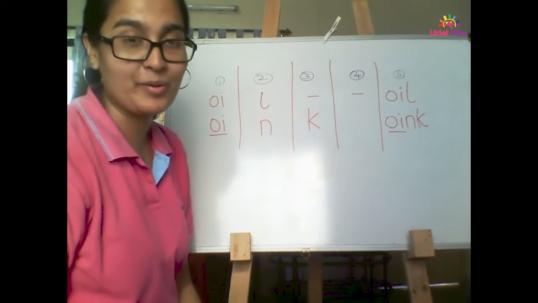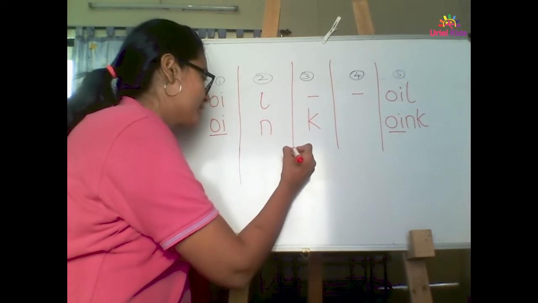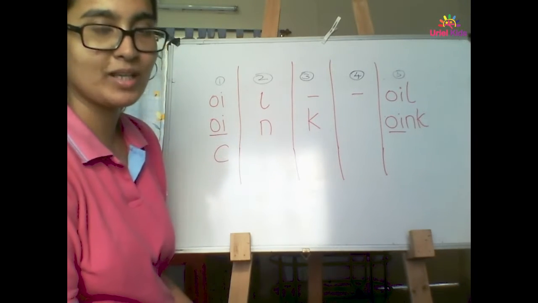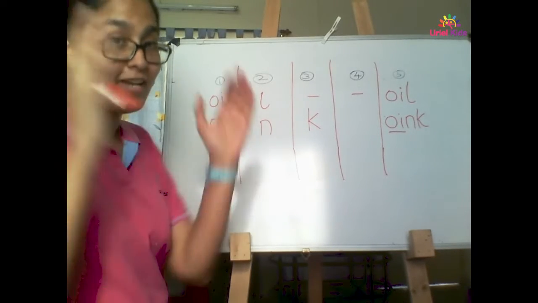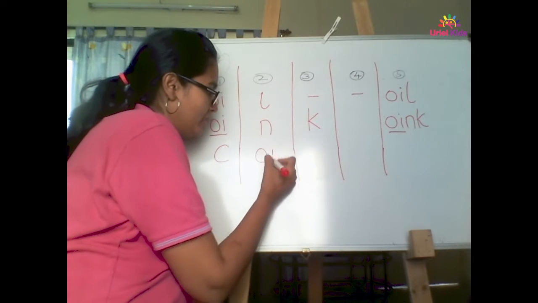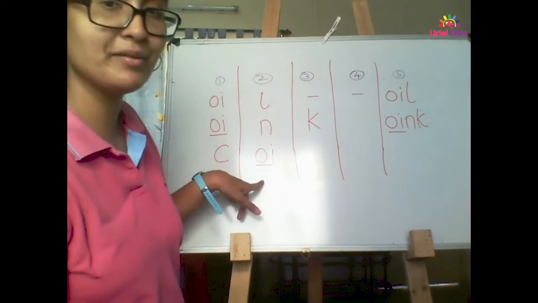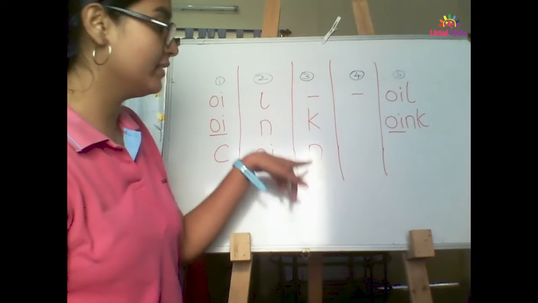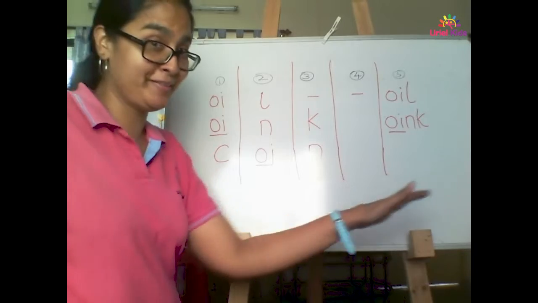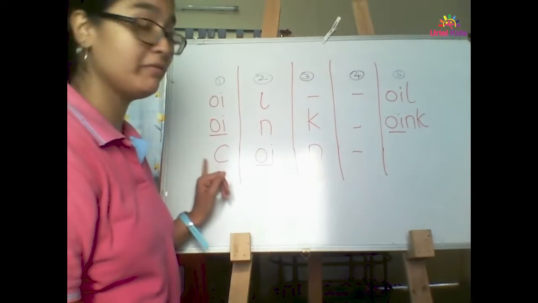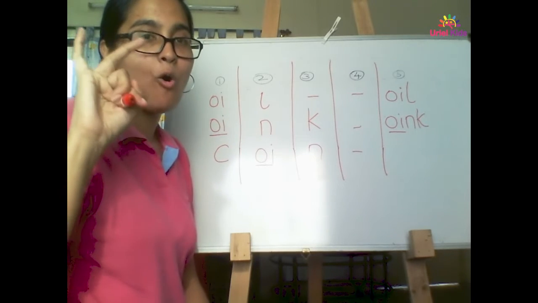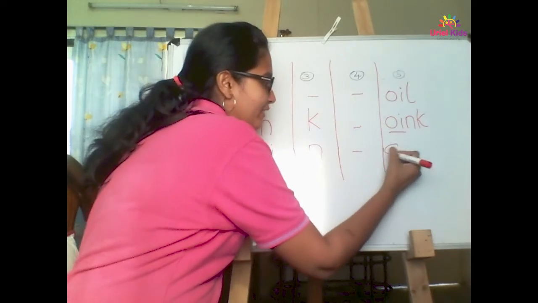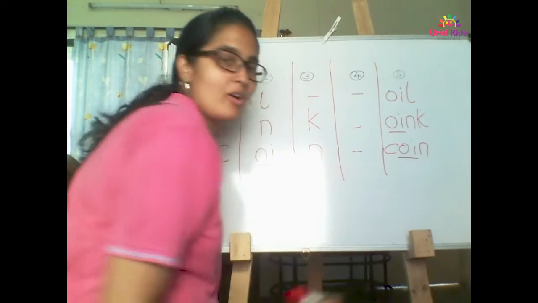Very good. So now let us move on to the next word. I'm going to write the letters, and you're going to say the sounds. What sound does this letter make? It makes the sound k. Lovely. And what sound does this digraph make? It makes the sound oi. And then what sound does this letter make? It makes the sound n. Very good. So when we put together all these three sounds, k, oi, n, how do you read it? Coin. Lovely. So this is the word coin.